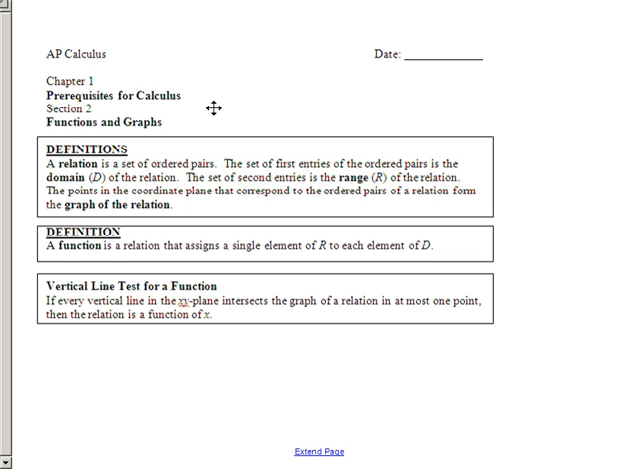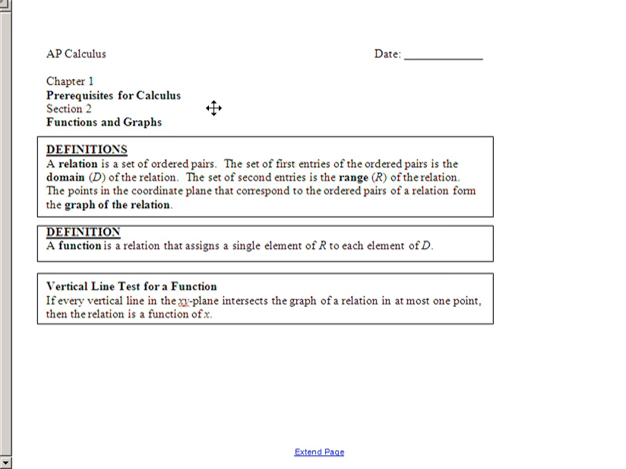The set of the first entries of the ordered pairs is called the domain. Typically, we use the x variable for that, but it does not have to be the x variable. The set of the second entries is called the range. That's the output variables. In most cases, that's the y variable. But again, it doesn't have to be. It depends on how we describe that relation. The points in the coordinate plane that correspond to the ordered pairs of a relation form the graph of the relation.